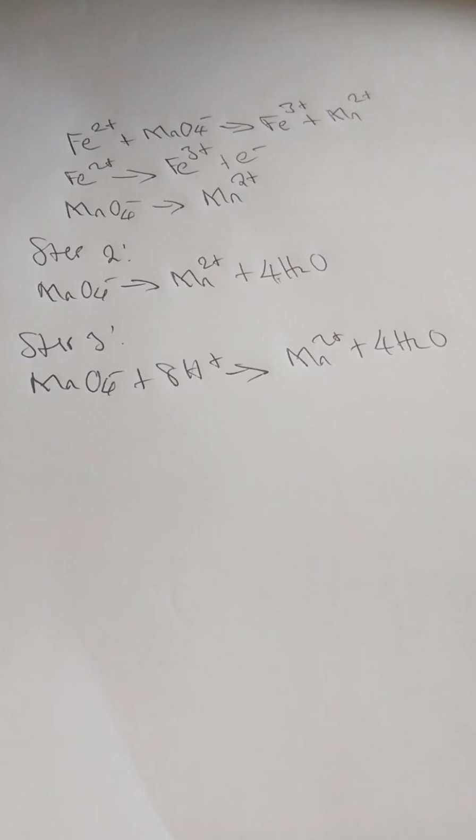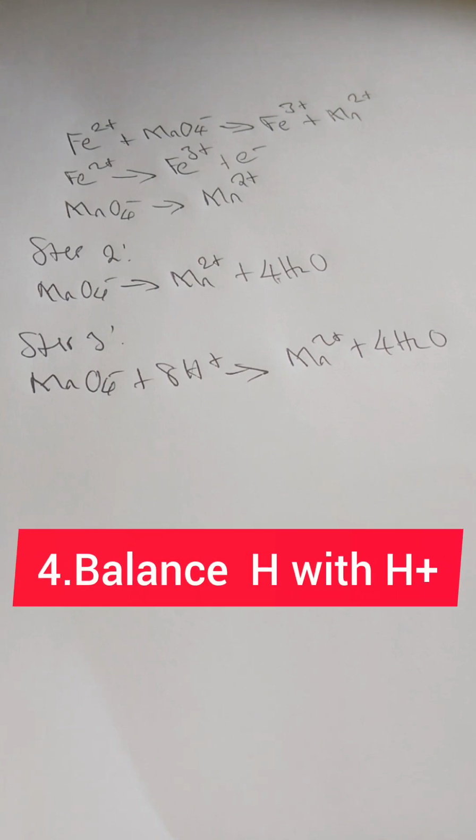So the first step is to break them into half reactions when balancing in acidic media. The second step is to add water to balance O. Then the third step: because water has hydrogen atoms, how do you balance the hydrogen atoms? It's by adding positive hydrogen ions, H+.